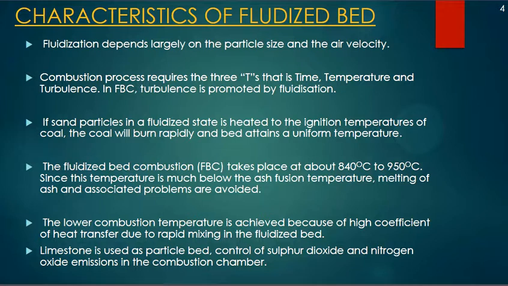a very uniform temperature. The next characteristic of fluidized bed combustion is that the combustion actually takes place at a very low temperature, between 840 degrees centigrade and 950 degrees centigrade. Since this temperature is very low when compared to the ash fusion temperature, the melting of ash and all the associated problems, like deposition of slag or other things on the surface of the boiler, can be totally avoided.